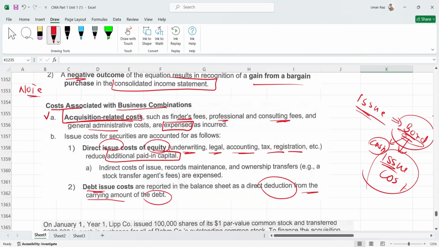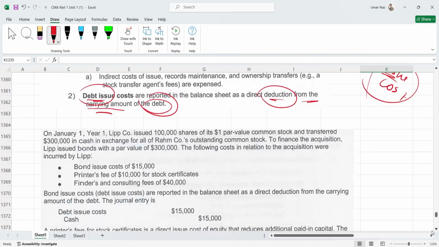Okay. Acquisition cost is recorded as expense. Equity related issue cost is paid from additional paid in capital or deducted from additional paid in capital. And debt issue cost is deducted from carrying amount of debt in the balance sheet. Okay. So we have a small example. In your CMA exam, they will test only the theoretical things I told you. Okay. But here we have a small example.